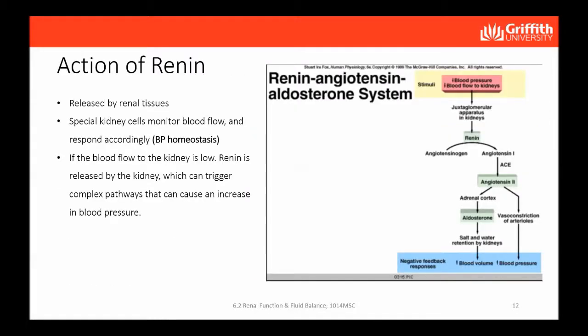Renin is an enzyme that is released by the renal tissues. The renin-angiotensin-aldosterone system is the body's main mechanism for increasing blood pressure. When decreased blood pressure and blood flow is detected by the special kidney cells, the juxtaglomerular apparatus in the kidneys release renin, which triggers several complex pathways that can increase blood pressure by increasing the blood volume and inducing vasoconstriction. We will revisit the renin-angiotensin-aldosterone system in blood pressure homeostasis.